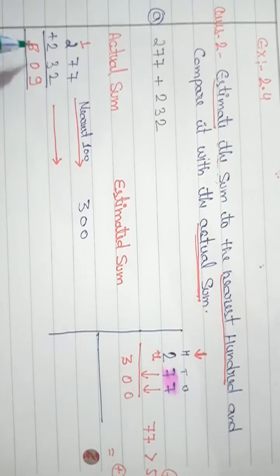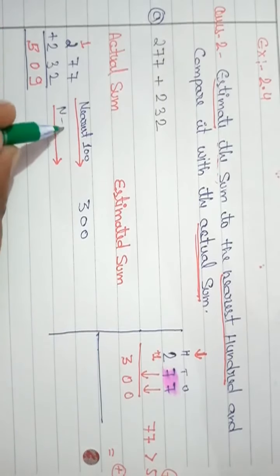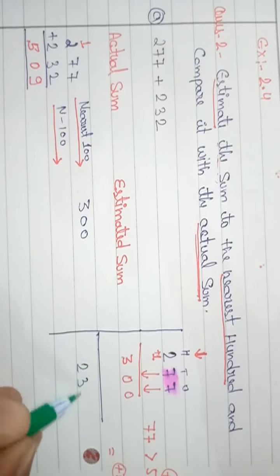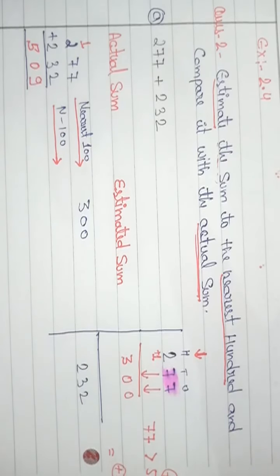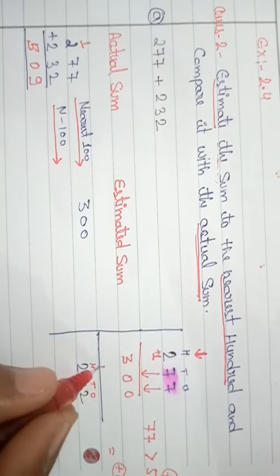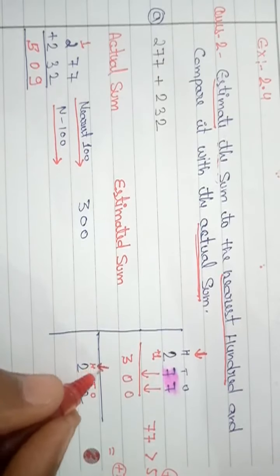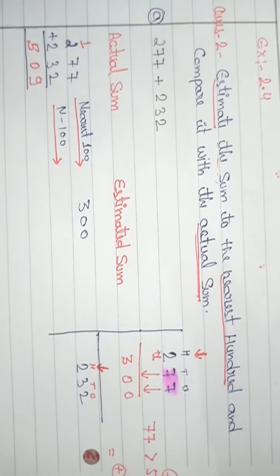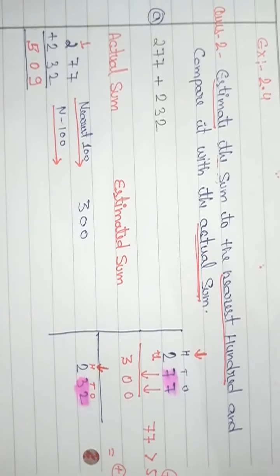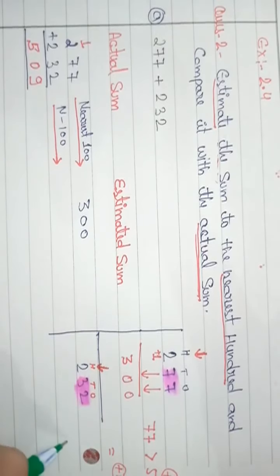Same we will find for the next number, 232. We will find the nearest 100 of it. First we will target our place: ones, tens, hundreds. So we target the 100 place and highlight our right hand side place, and compare with 50.